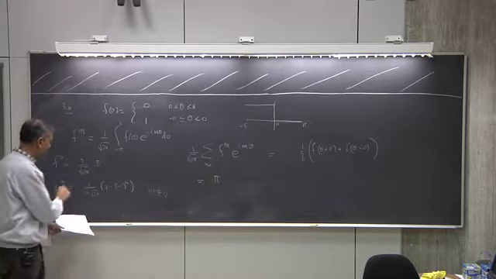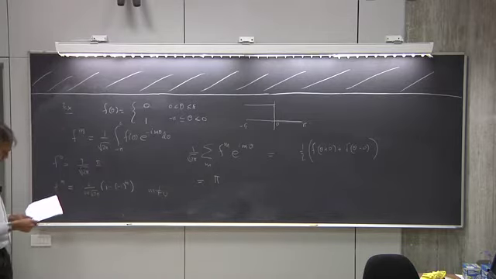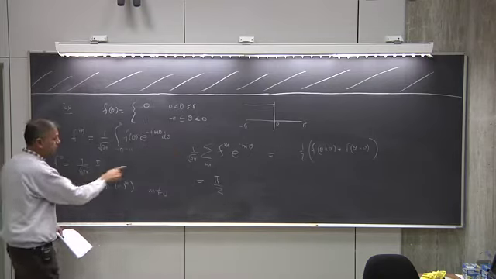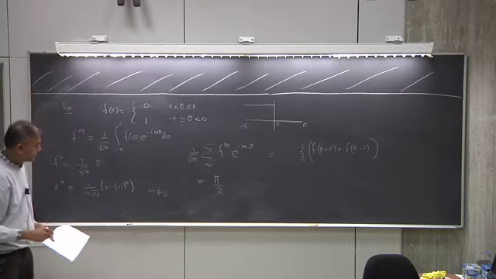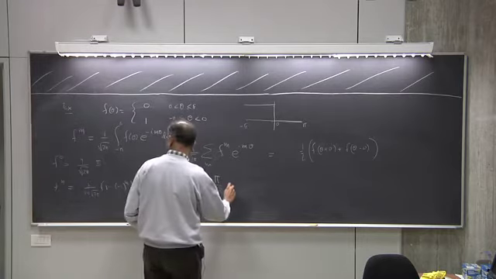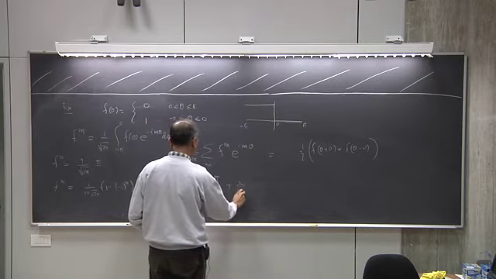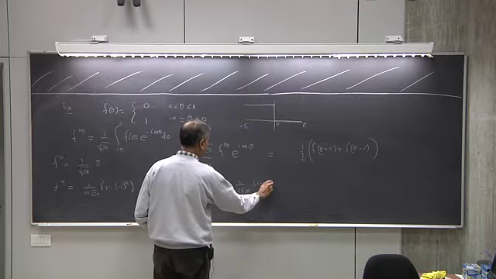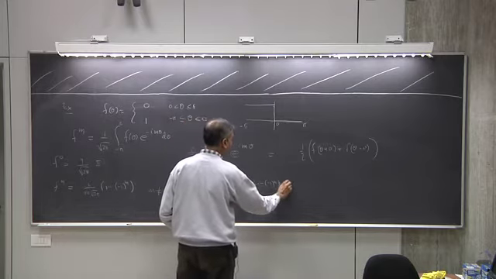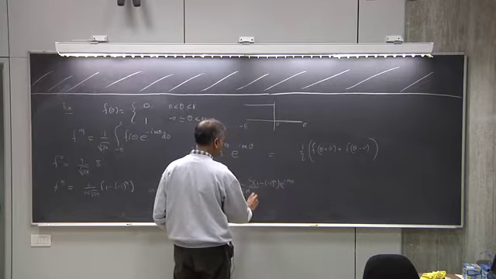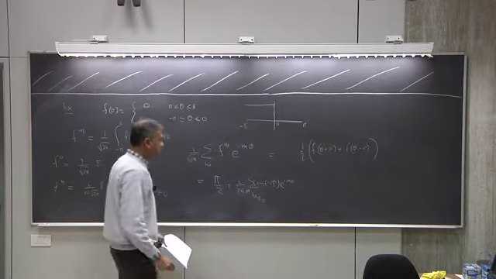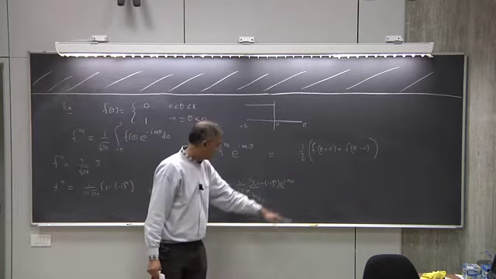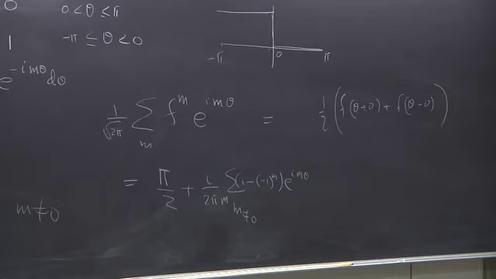So you can see that this object is nothing else but pi times 1 over root 2 pi, so pi by 2, correct? That makes it pi by 2, plus all of this, which is plus i over 2 pi m times 1 minus minus 1 to the m e to the i m theta summed over m not equal to 0. So this is the left hand side. The question is whether this gives you back that answer, and indeed we checked.